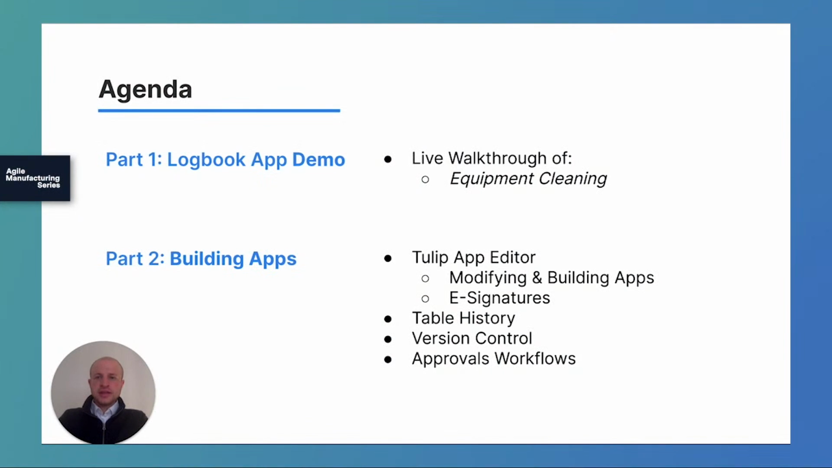As you can see here, this section is broken down into two main parts. Part 1 will be taking a look at a Logbook app demo. Specifically, we'll be taking a look at an app for equipment cleaning. In part 2, we'll start building apps. So we'll open up the Tulip app editor to take a look at how apps can be easily modified and built in Tulip's no-code environment. Finally, we'll take a look at how version control and approvals workflows can be placed on apps to ensure proper versioning. Great, let's get started.